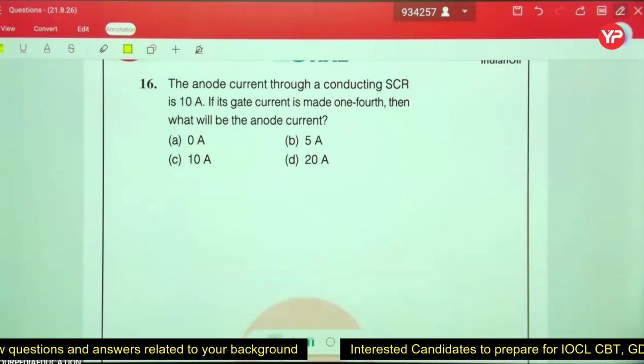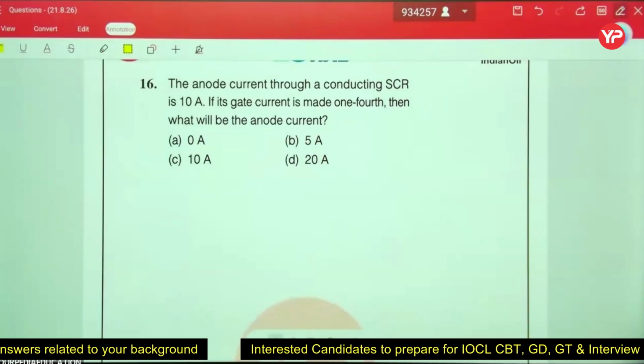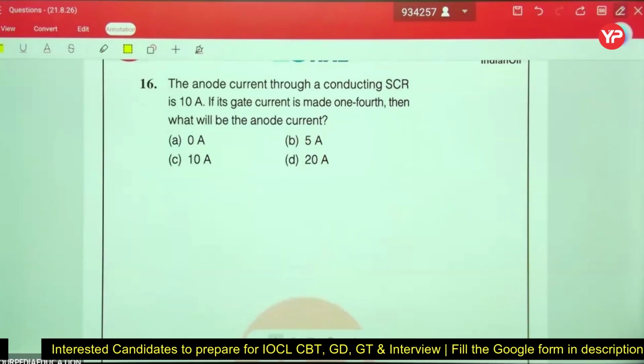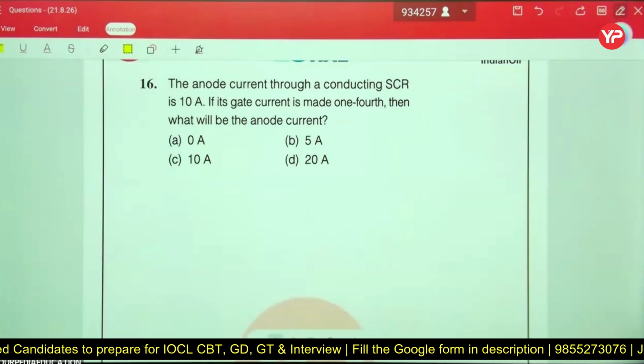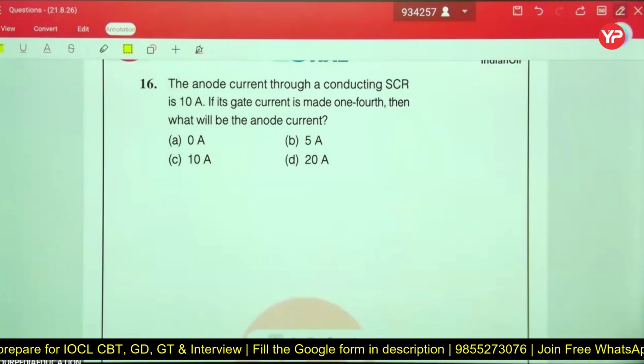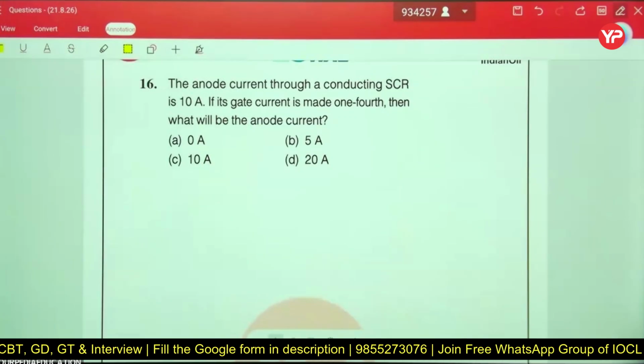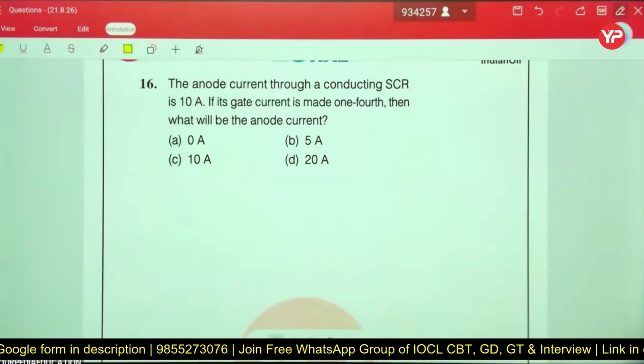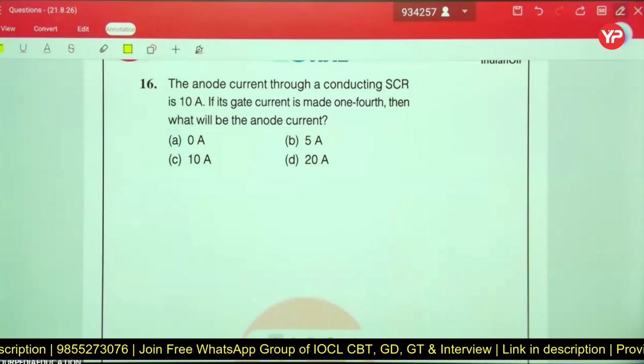Option C. Shreya, option C for what question? 16? For 16? Tell me. You marked the C option as right for the previous question 16. Okay. Then tell me question 16.